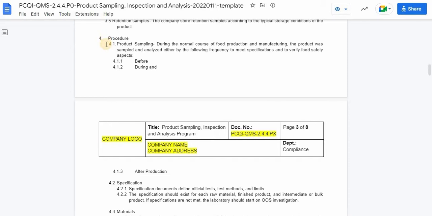Under procedure, 1 is product sampling. During the normal course of food production and manufacturing, the product is sampled and analyzed at the following frequency to meet specifications and to verify food safety aspects: before, during, and after production.